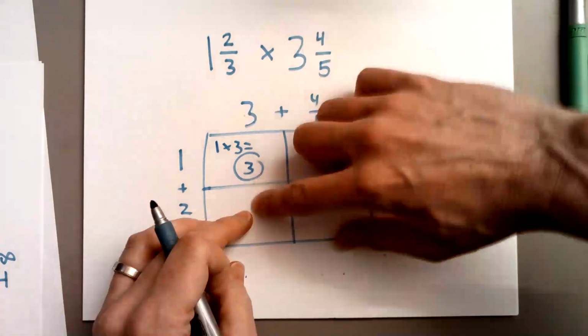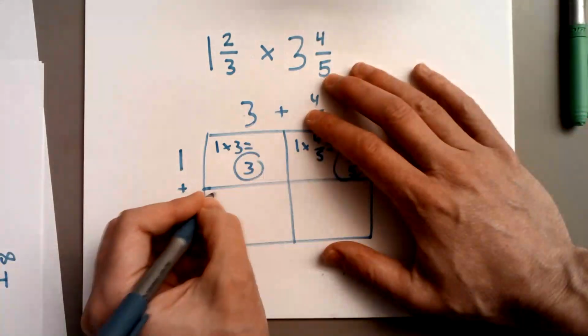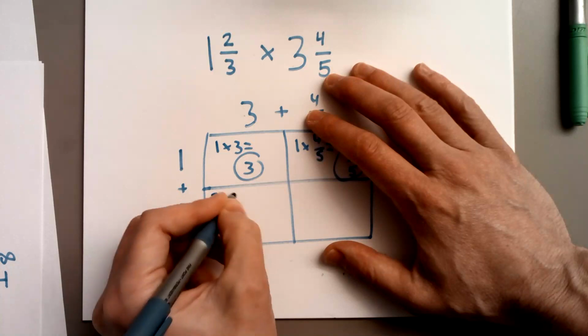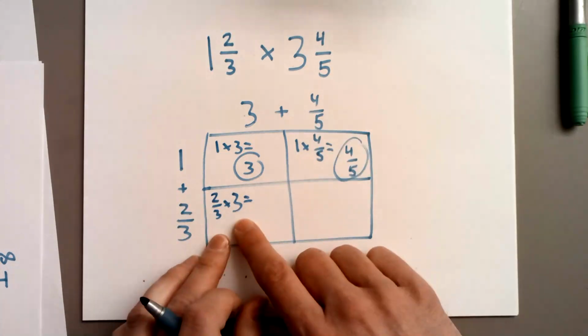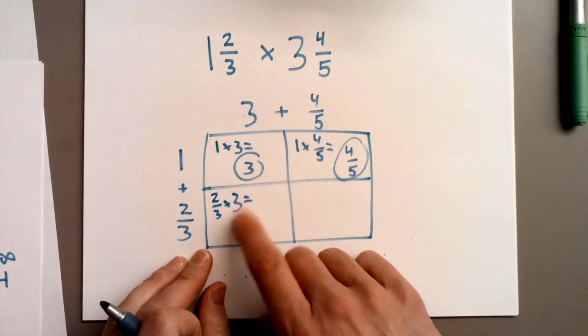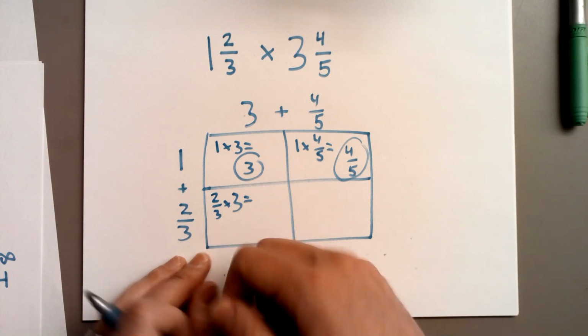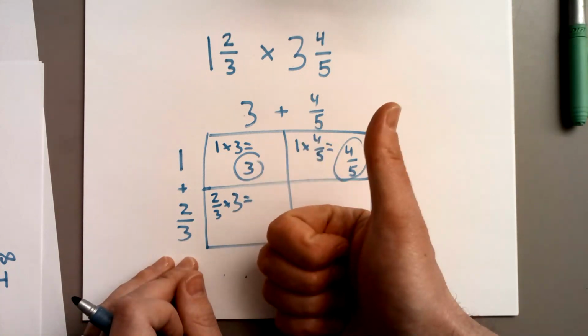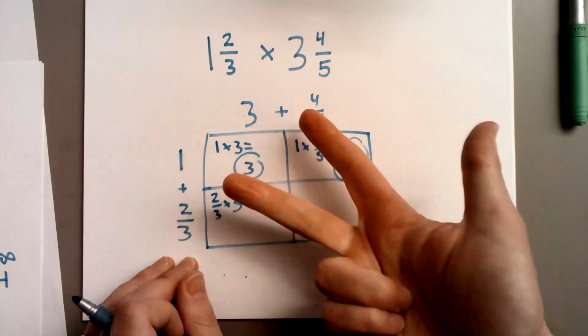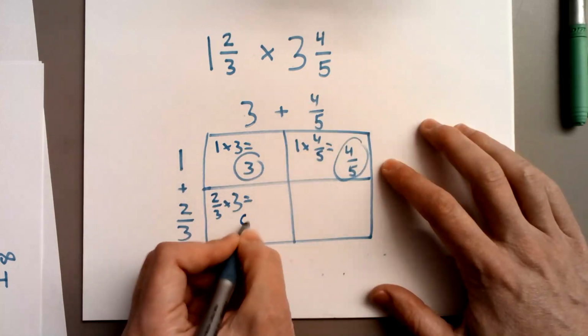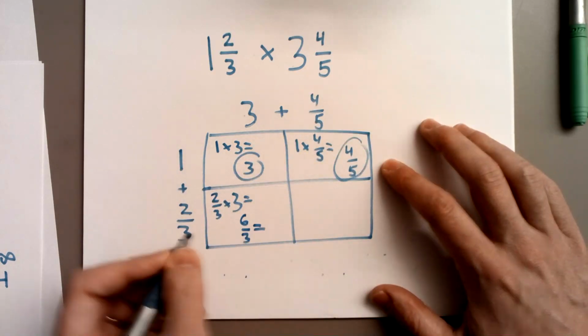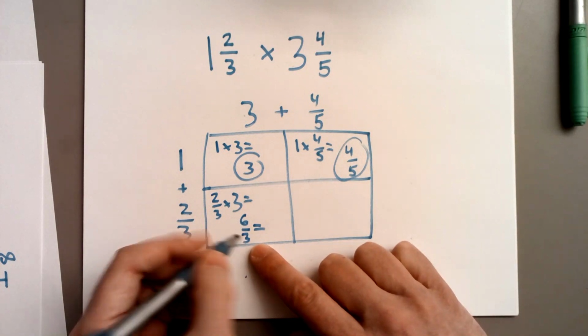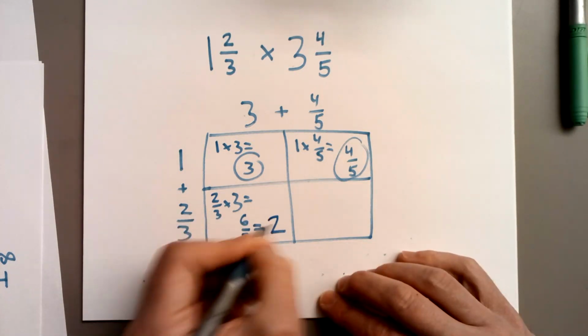Here I am going to have 2/3 times 3. So that just means this is 3 wholes. So that just means 3 copies of 2/3. So if I count by 2/3 3 times, 2/3, 4/3, 6/3. So that's going to be 6/3. And I can already see that 6 is twice 3. So that's going to be 2 wholes.